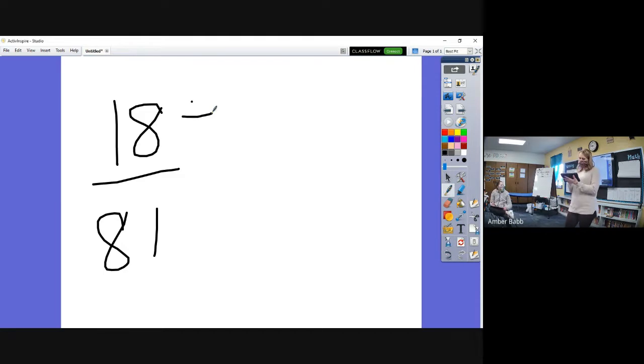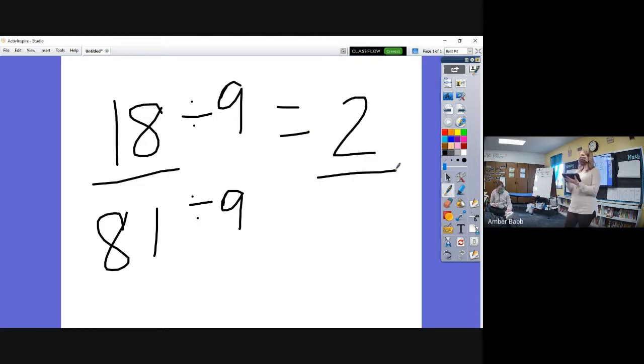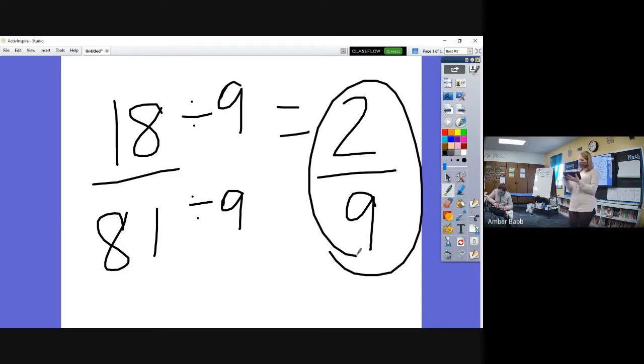What can I divide these by? 9. Oh, my 9s aren't turning out. Those are 9s. I don't know what's wrong with them. 18 divided by 9, 81 divided by 9. 9. Easy peasy. All right. Next thing we need to know how to do tomorrow. One more. Hang on. That's the last thumbs up. It is weird. That is messed up.